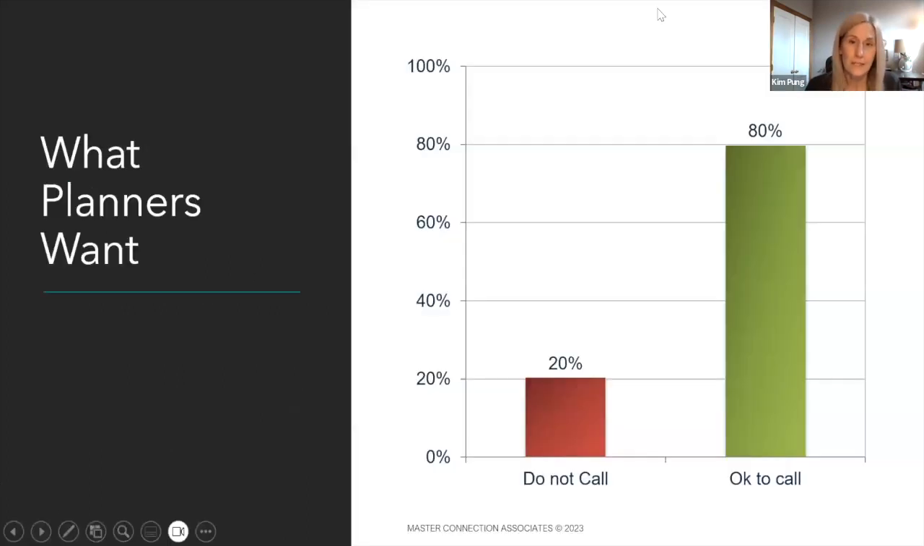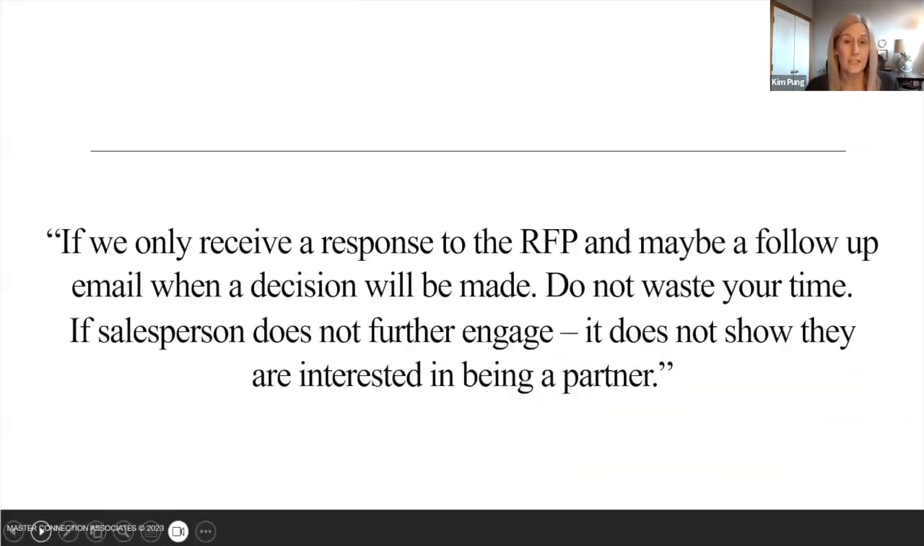But I have some statistics, and again, we do a lot of statistics, but 80% of planners say, yeah, call me. I want to talk to you. I want to have a good partnership. I want to have a good relationship. I want to work with somebody who wants to work with me. In fact, this just came from focus groups we just did.